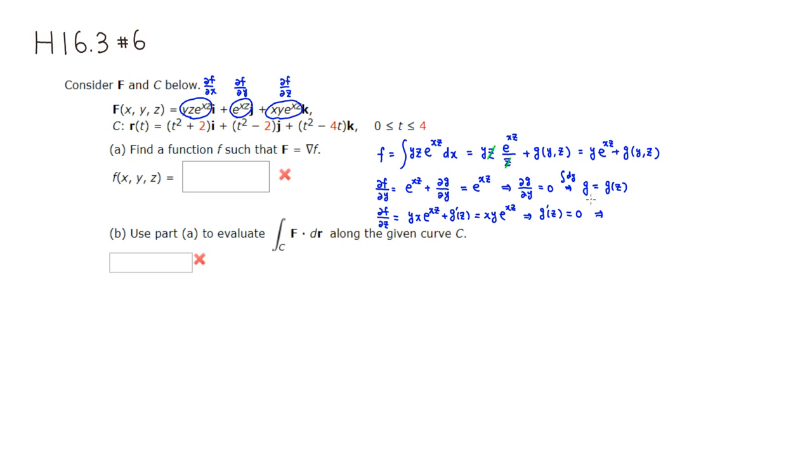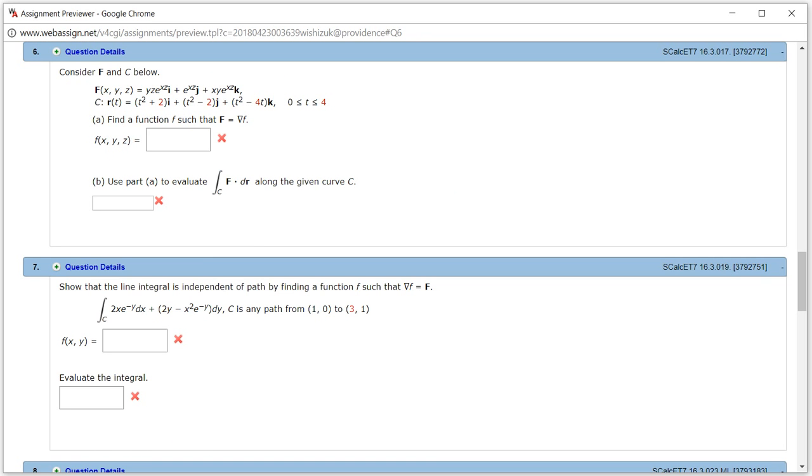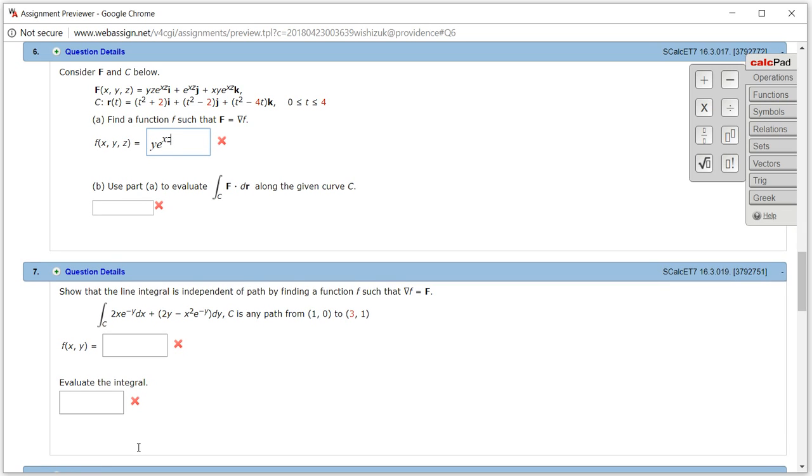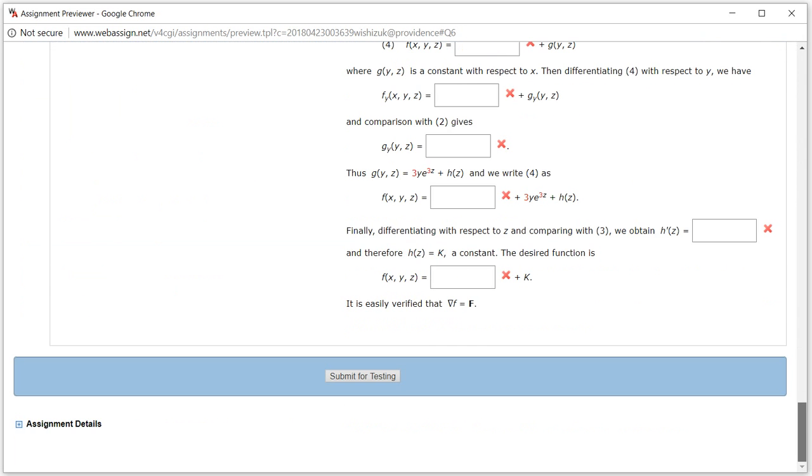By taking the antiderivative with respect to z, we know that g of z is just going to be a constant, so I'm going to put k there. Therefore we know the function already: y e to the xz plus some constant k. So let's type it in: y e to the xz plus some constant k. Let's go ahead and check the answer.